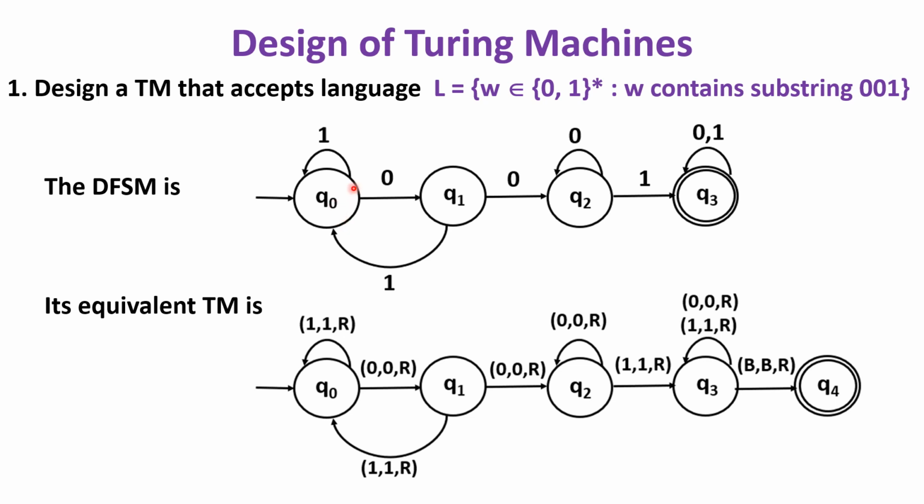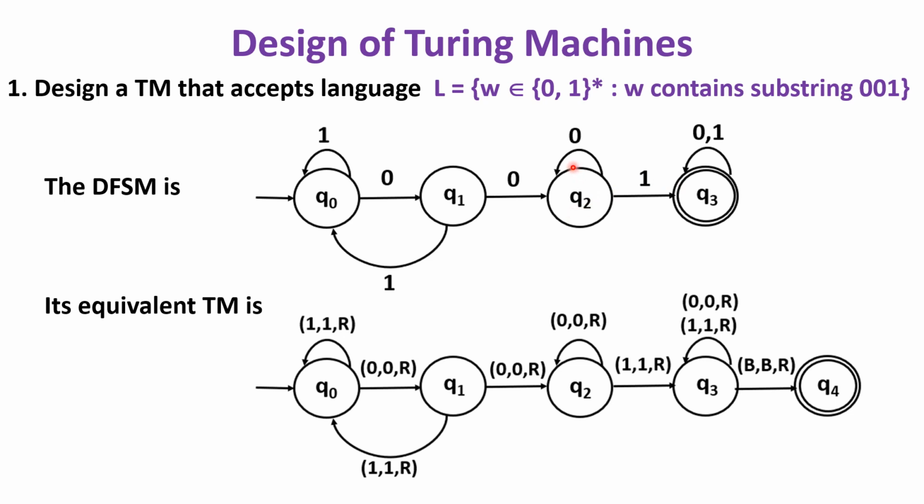Similarly, Q0 1 is taking a self loop. So Q0 1 1 move towards the right, be in the self loop or same state Q0. Coming to Q1, Q1 0 is going to Q2. So 0 0 R goes to Q2. Q1 for 1, keep 1 as it is, move towards the right, go to state Q0.